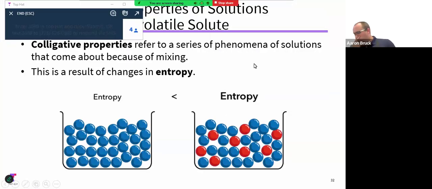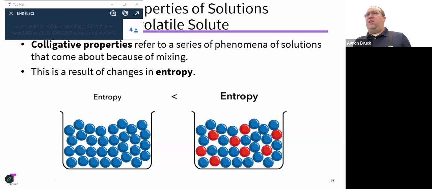All right, so we're gonna move on this morning then into talking about colligative properties. Now, the purpose of colligative properties is to try to give us an explanation for why solutions behave slightly differently than the solvents that make up the solutions do on their own. And in part, this has to do with just a phenomenon of mixing. So we talked already about entropy and entropy increasing when we mix two substances together.